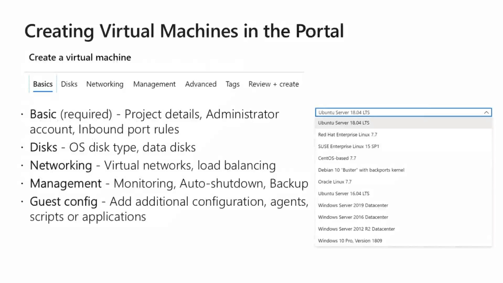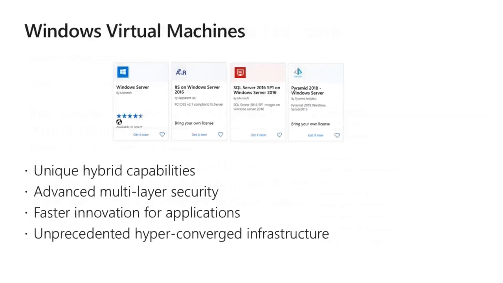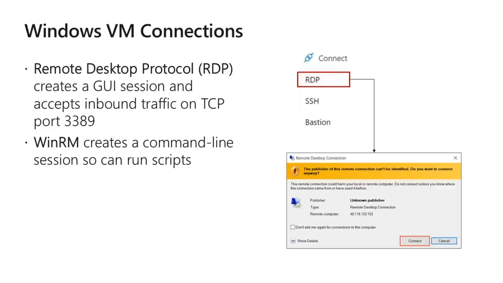So when you create the virtual machine, these are the tabs available as we have seen. Basic information, disk, networking, management, advanced. Okay, choose your operating system and then you can move ahead. So choose what operating system you need to have. Connection, either you can use RDP, SSH for Linux, and Bastion, but you can open your VM in the portal itself.